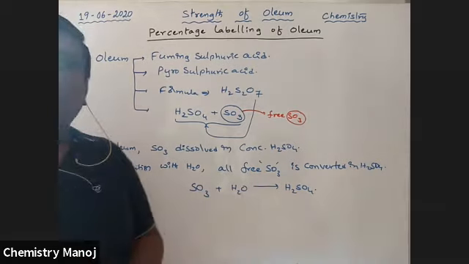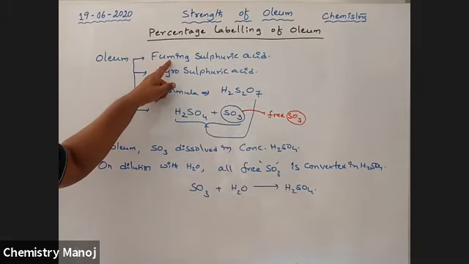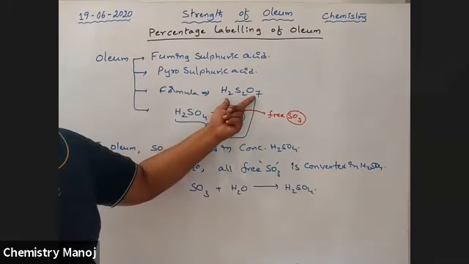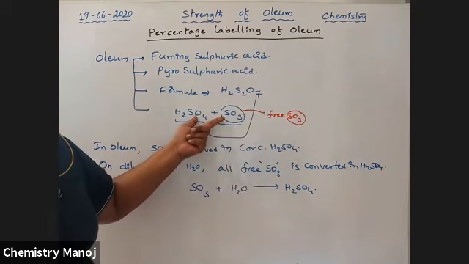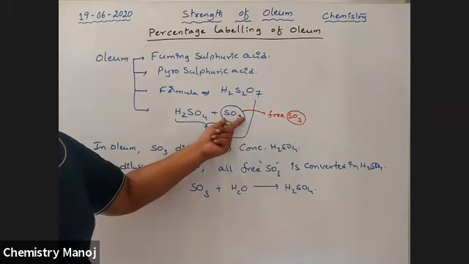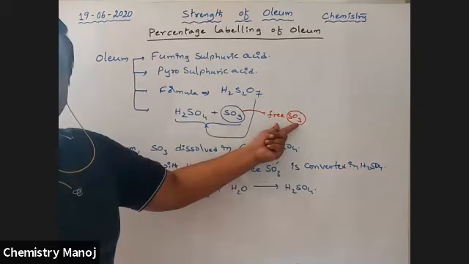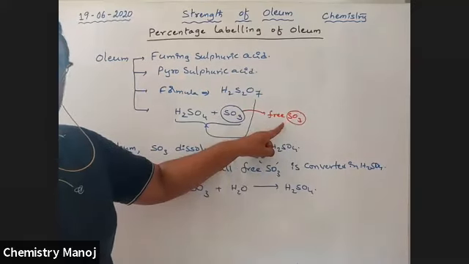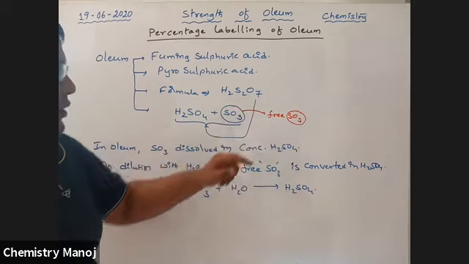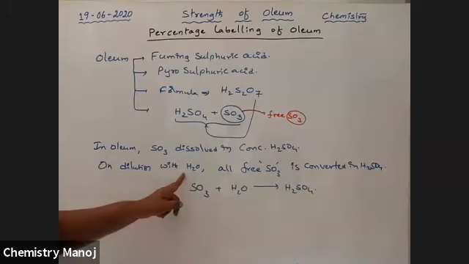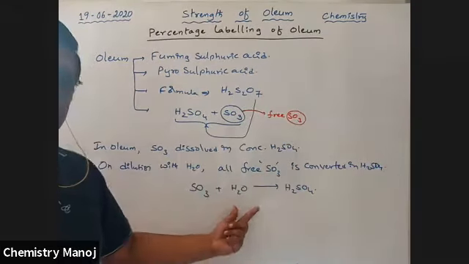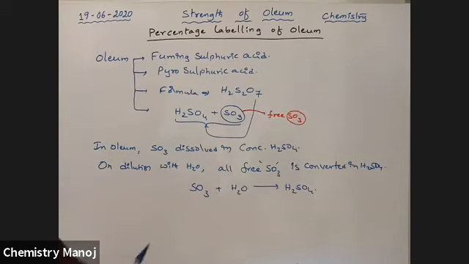See, my dear boys, what is oleum? Oleum is also called fuming sulfuric acid, or pyrosulfuric acid. Its formula is H2S2O7, nothing but H2SO4 plus SO3. The SO3 present in oleum is considered as free SO3. When this is diluted with water, all free SO3 is converted into H2SO4 like this.